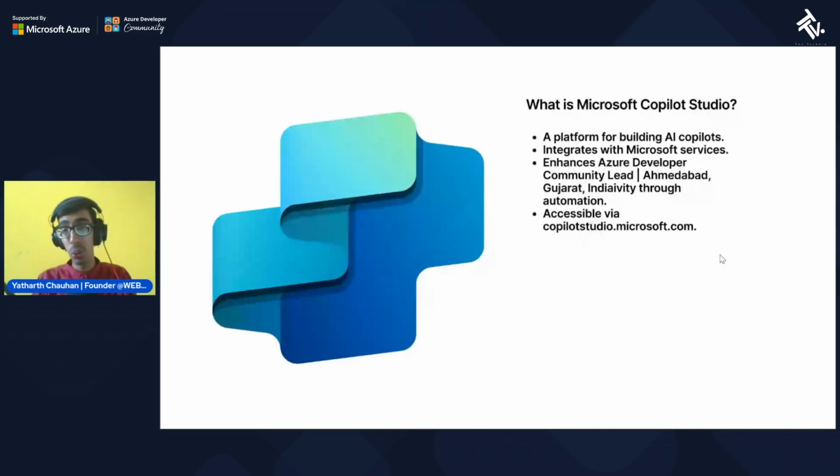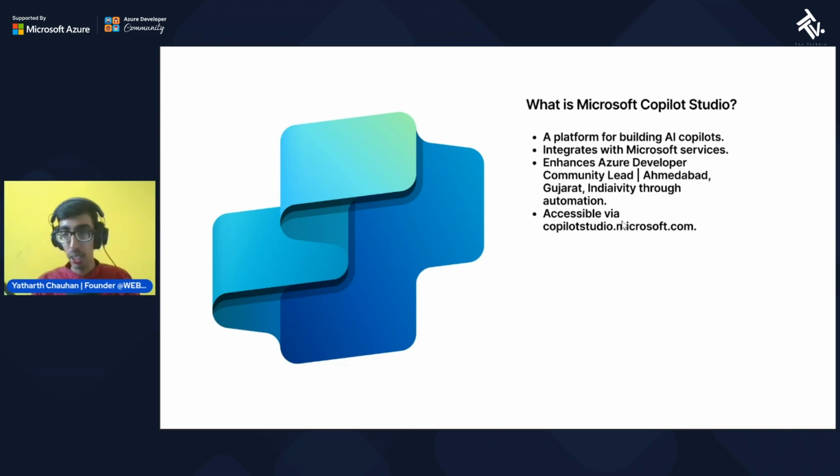It is totally connected with Microsoft Power Apps, Power BI, Analytics Studio, and all other Microsoft automation tools. As many of you know, there is Power Automate, so you can automate all these things. But if you want to automate things with AI, then Copilot is here. Now, to access Microsoft Copilot Studio, we have a link.